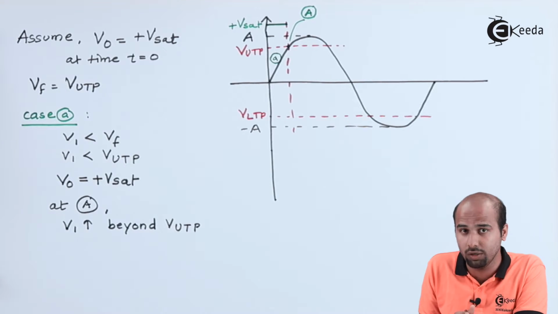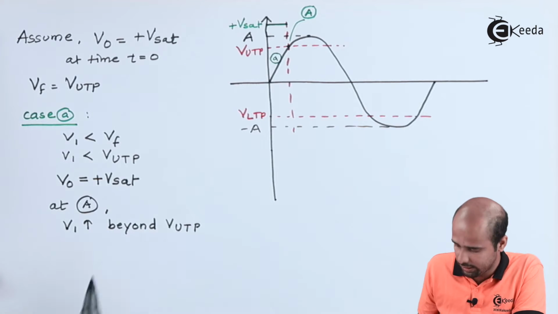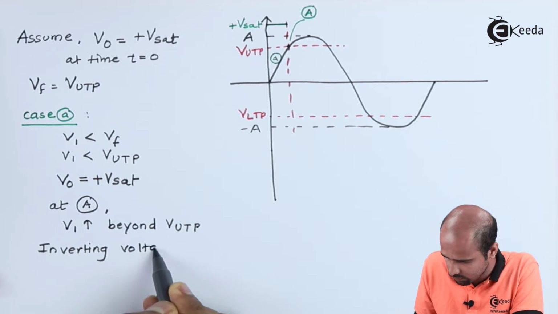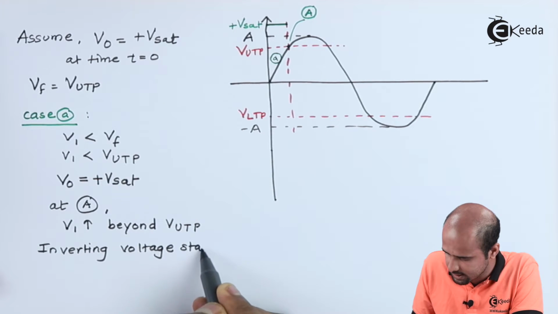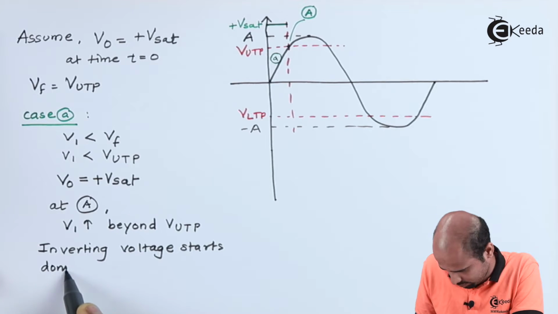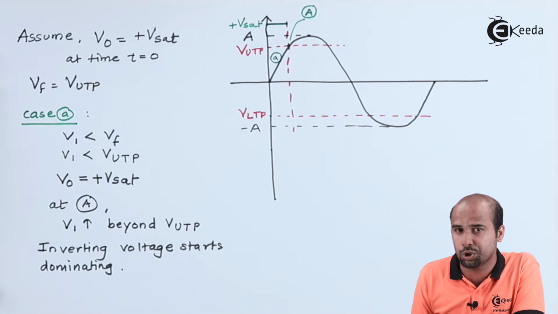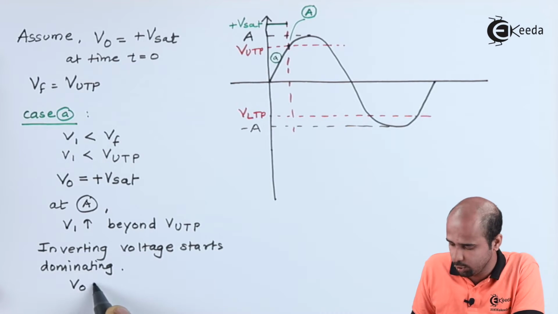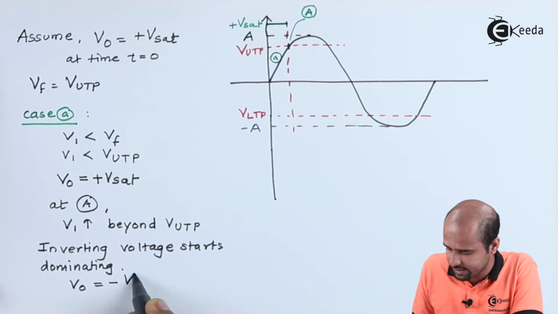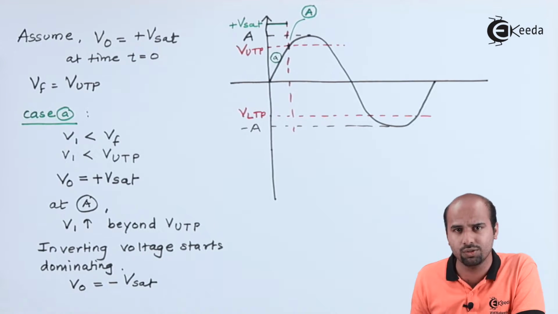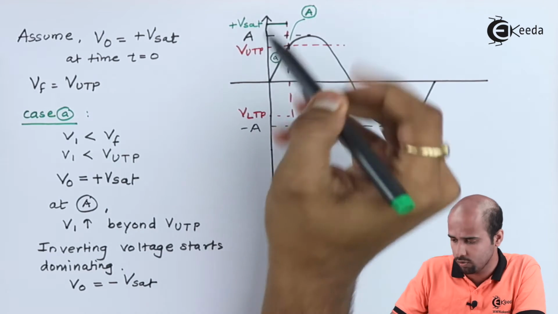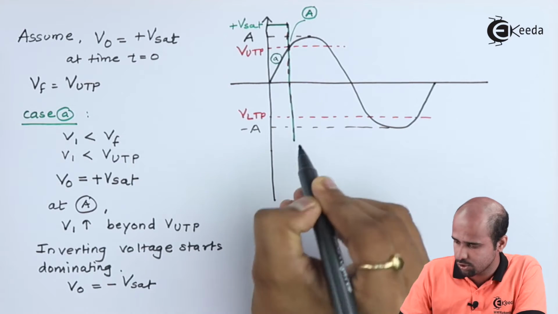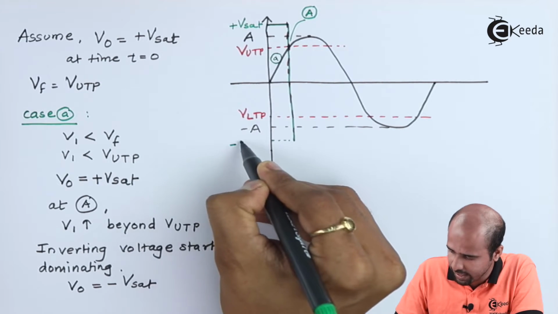That means inverting voltage is dominating now. Now I can say that inverting voltage starts dominating. As inverting voltage starts dominating, we will get to know what the value of VO is. VO will become negative, minus VSAT. So there is a transition at point A from plus VSAT to minus VSAT. So here I will be getting the value minus VSAT.